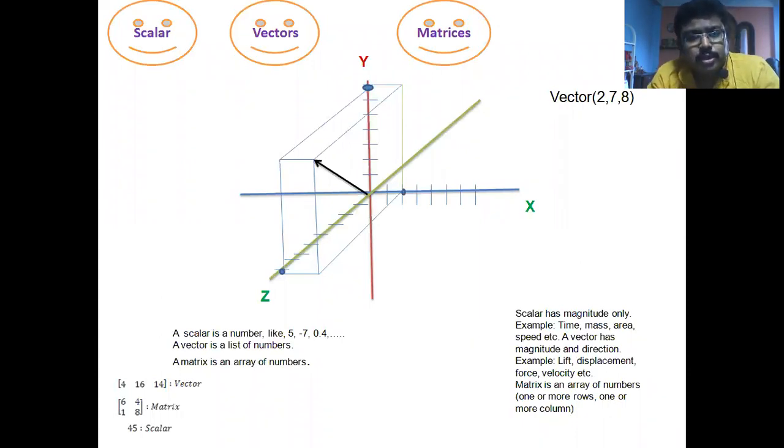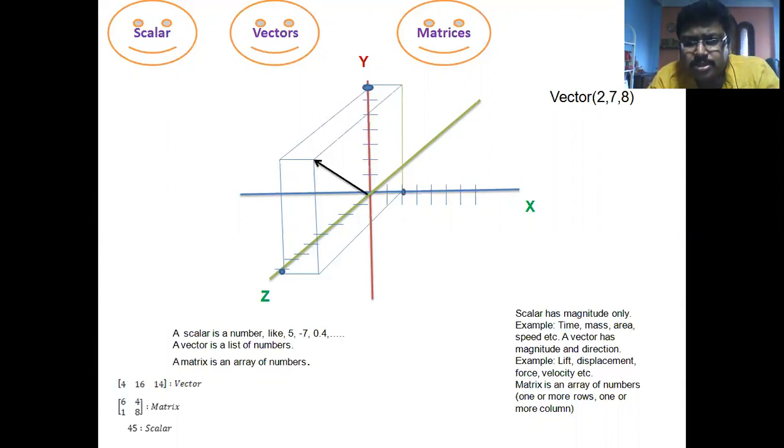We should have an idea of scalars, vectors and matrices. What is scalar? Scalar is a number. Scalar just represents a number. It has no direction. For example, 5 is a number, minus 5 also a number, minus 7, 0.5, 0.3, etc. These are numbers, they have no direction. So these are scalars.